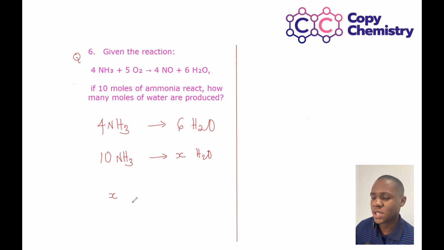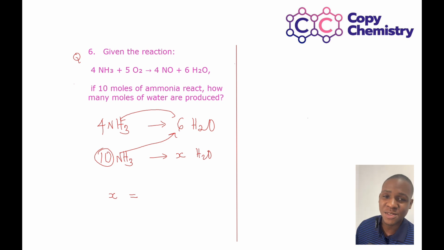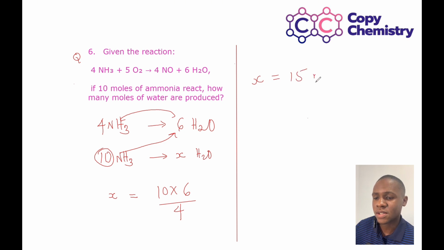Your X here would be equal to this figure multiplied by the one across divided by the one at the back, and that gives you 10 times 6 over 4. So when you solve that out, your X is going to be equal to 15. So that's it, 15 moles of water.